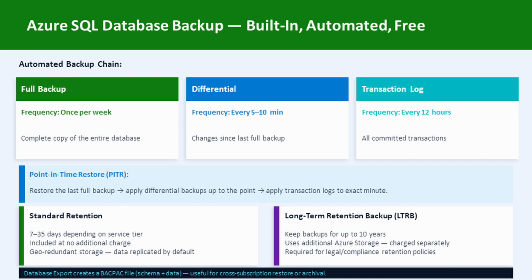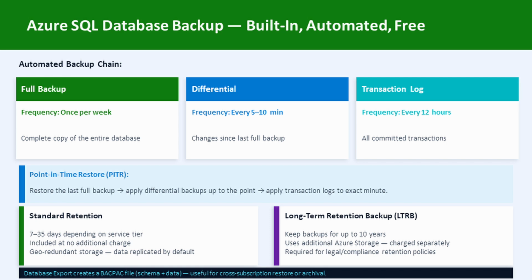The third is the transaction log backup. Azure captures transaction log backups every 12 hours. The transaction log records every committed transaction in the database. And by replaying these logs on top of a differential restore, you can achieve very precise recovery. Together, these 3 types of backup enable what is called point-in-time restore. If something goes wrong, accidental data deletion, a bad update, or corruption, you can restore the database to any specific minute within your retention window.